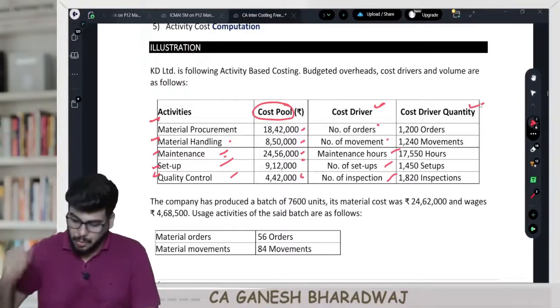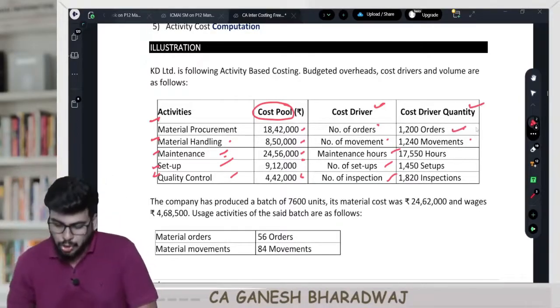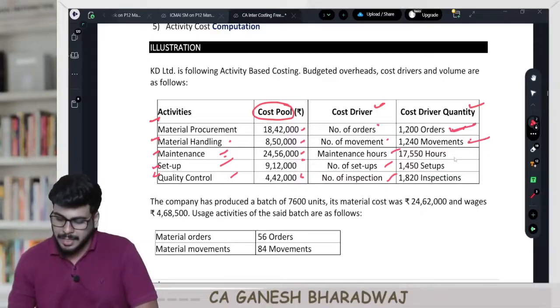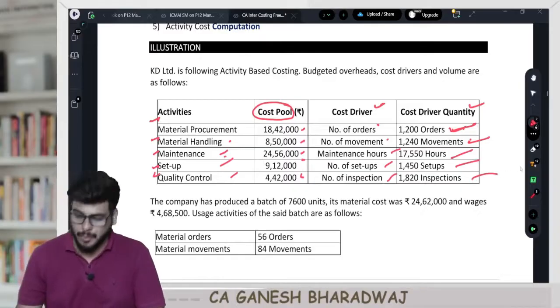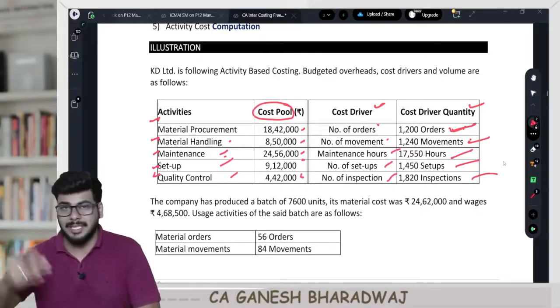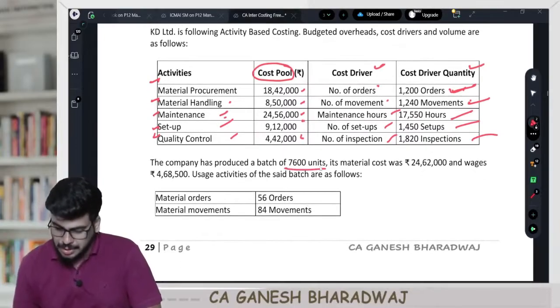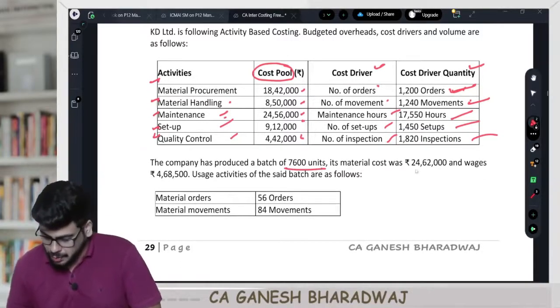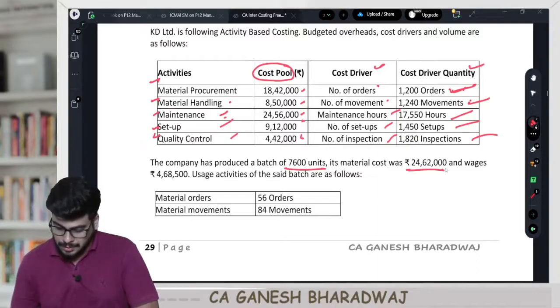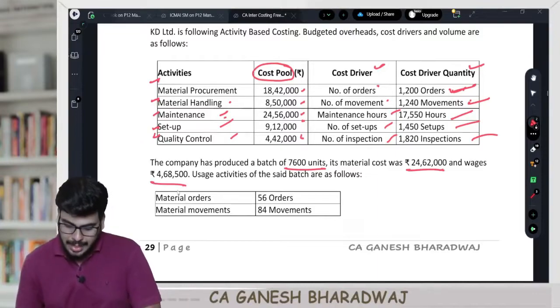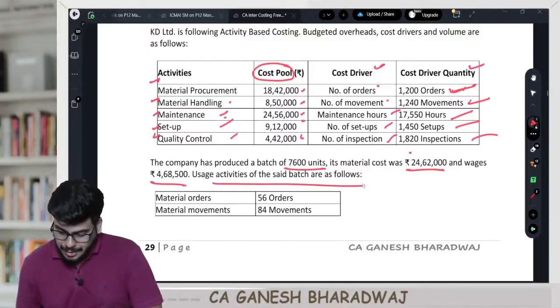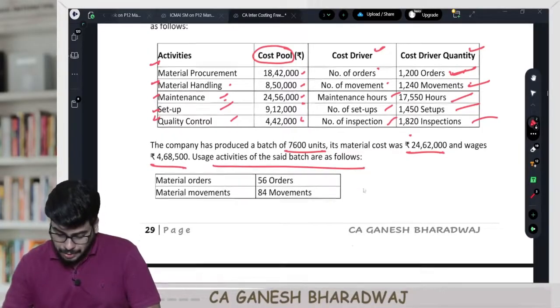This is nothing but the base quantity. The values are given. Totally in this particular year, 1200 orders were there, 1240 movements were there, 17550 maintenance hours, 1450 setups, and 1820 inspections were there. Clear with this, guys? These are all given. The company has produced a batch of 7600 units. Its material cost was 24,62,000 and wages were 4,68,500. Right? The prime cost components are given. Usage activities of the said batch are as follows.